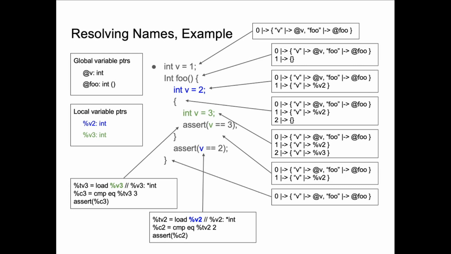Now, after this function's ending bracket, the top layer is popped, so you now have only one layer, which is layer 0 for global variables. So in this way, you can disambiguate the multiple local variable and global variable declarations by using symbol tables.